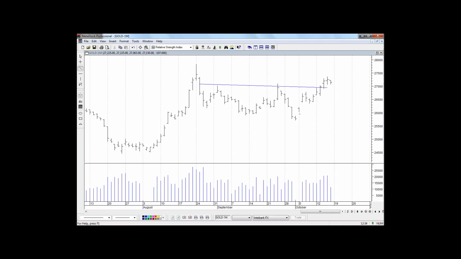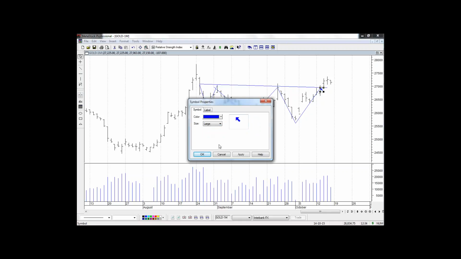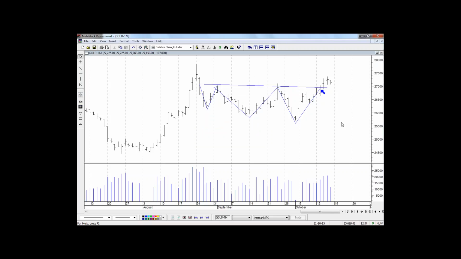This is the left shoulder, as you can see on the gold chart. This is the head, and this is the right shoulder, and that counter has given a perfect breakout on this particular point. So this is the practical implementation of an inverted head and shoulder pattern, as you can see on gold.